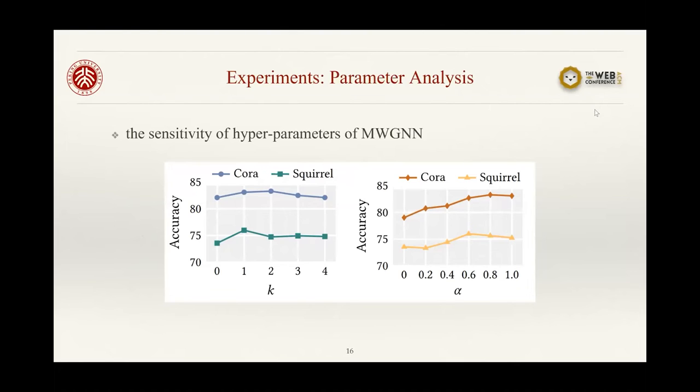We test metaweight GNN with different hop numbers k, varying it from 0 to 4 as the figure shows. As k increases, the performance is generally stable. Besides, a small k is fair enough for metaweight GNN to reach satisfactory results.